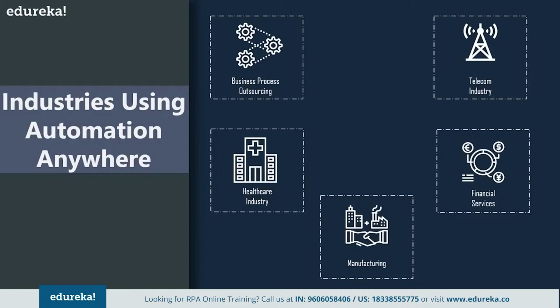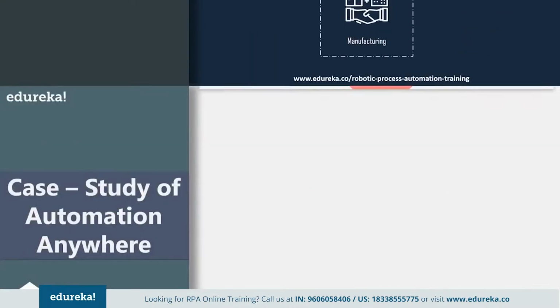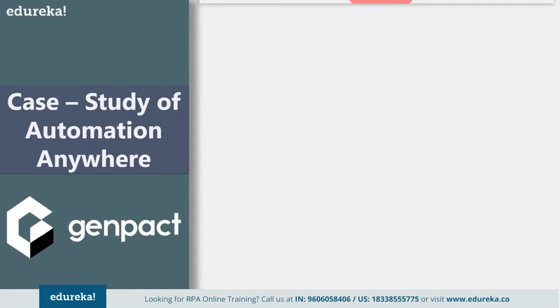So guys, let me just tell you that this is not the end of the story. There are various other industries using automation, but I've just mentioned 5 over here for your knowledge, right? Now talking about industries, let me next show you a company case study where a company started using Automation Anywhere and benefited by this, right?